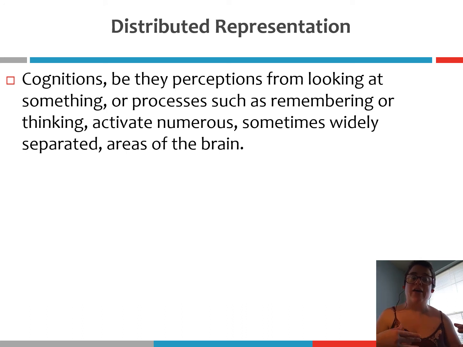So anytime we have any sort of complex cognitions, be they perceptions from looking at something or processes such as remembering or thinking, these processes are going to activate numerous, sometimes widely separated areas of the brain, right? So now I'm going to work through several different examples that demonstrate this idea of distributed representation.